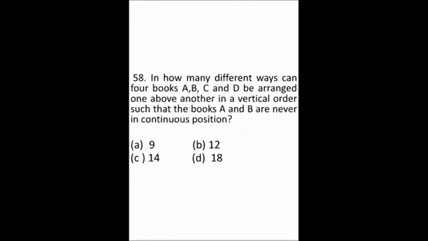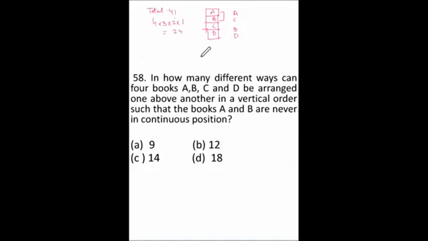In how many different ways can 4 books A, B, C and D be arranged one above another in vertical order, such that A and B are not together? Here we have 4 books A, B, C, D. In the question they should not be in continuous position, so they cannot be like this. They can be like A, C, B, D. So when 4 books are there, total number of arrangements will be factorial 4. 4, 3, 2 into 1, 12 into 2, 24.